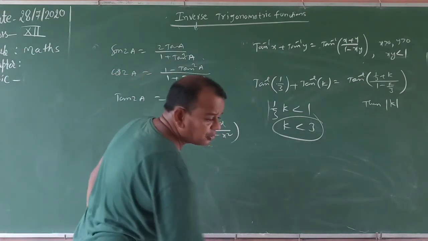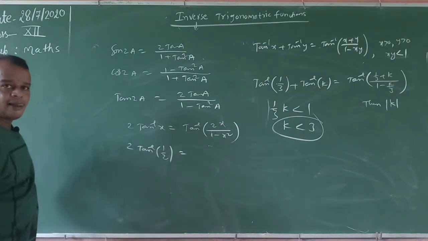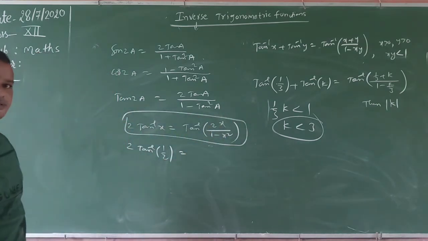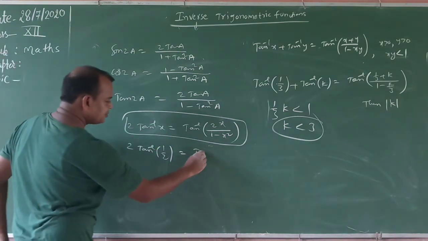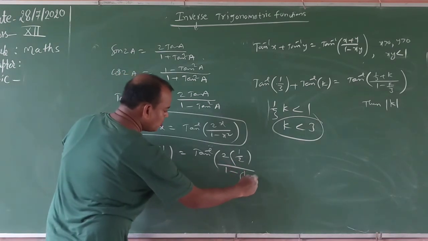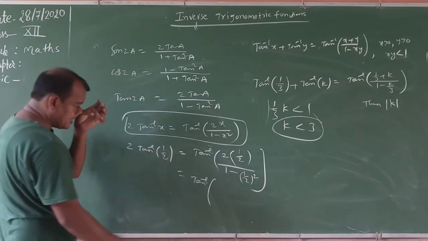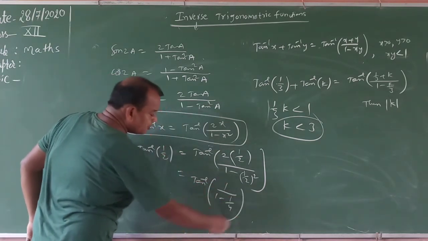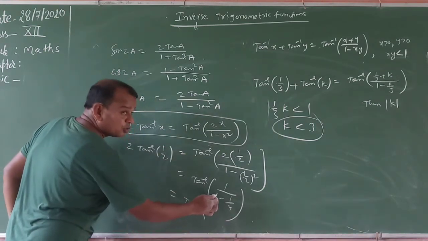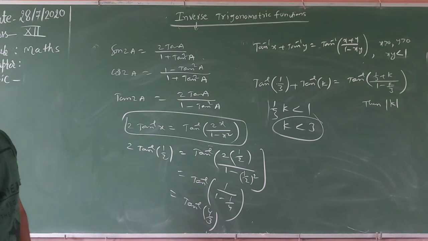First of all, from the examination point of view, find the value of 2 tan inverse of 1 by 2. You know the 2 tan inverse x formula very well. It is tan inverse of 2x, with x equal to 1 by 2, by 1 minus (1 by 2) whole square. Now that equals tan inverse of, 2 cancels, 1 by 1 minus 1 by 4. 1 minus 1 by 4 means 3 by 4, so the value is 4 by 3. Understood?